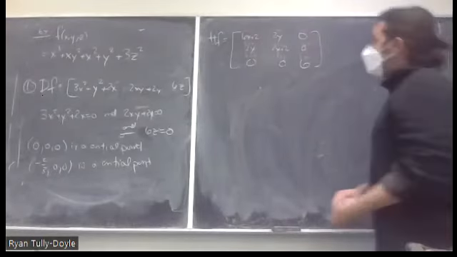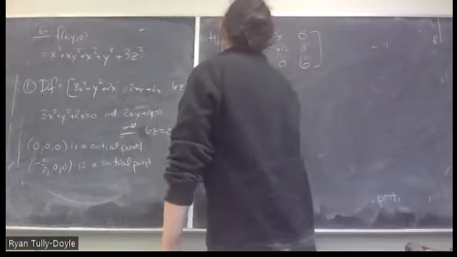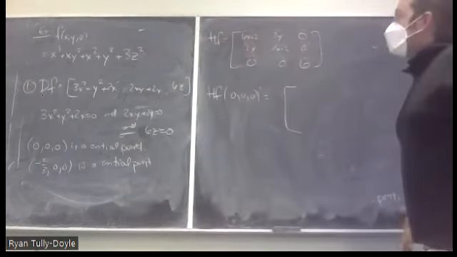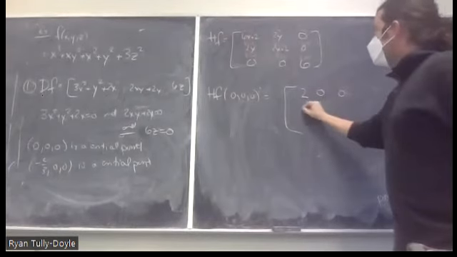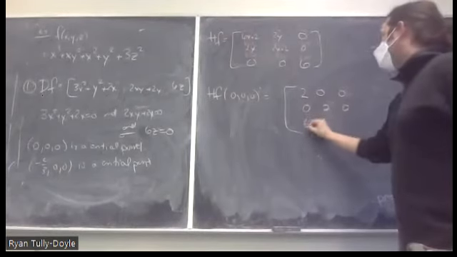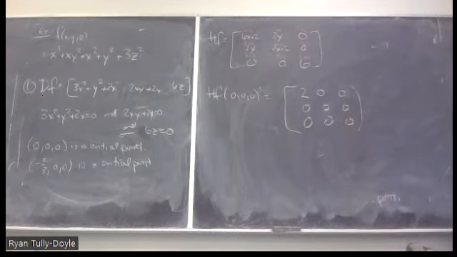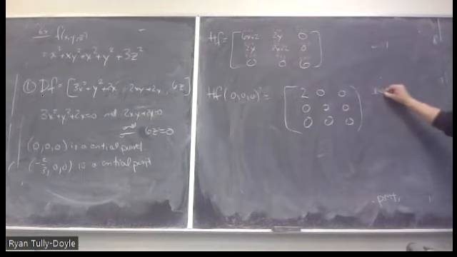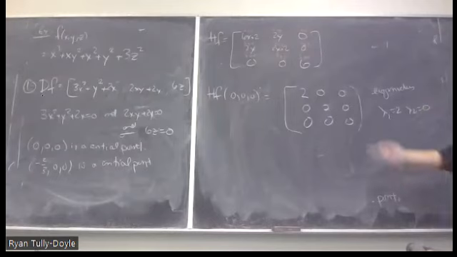Okay, now let's compute HF at the different values. What is HF at 0, 0, 0? Well, we get out 2, 0, 0, 0, 2, 0, 0, 0, 0. Okay, right there, I know that determinant is going to be 0. This is a diagonal matrix. It has an eigenvalue of 0. The eigenvalues of this are lambda 1 is equal to 2 and lambda 2 is equal to 0. What can I conclude about 0, 0, 0?